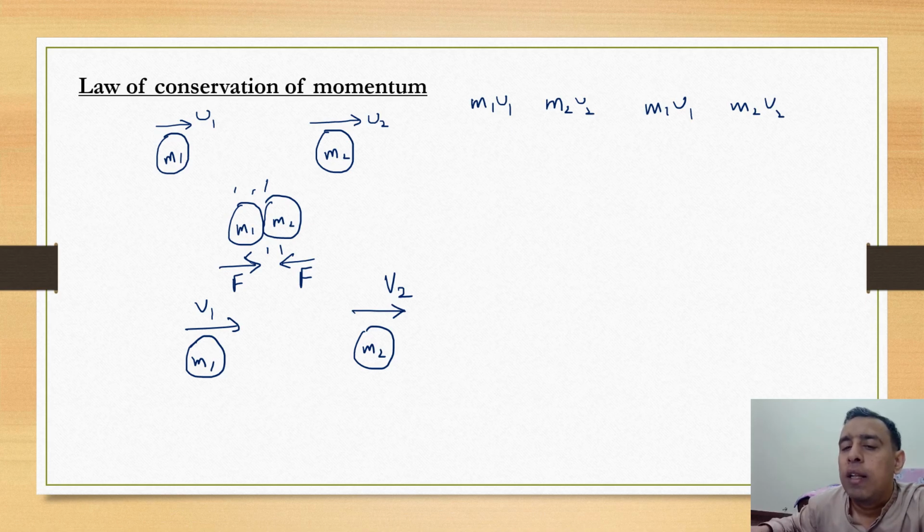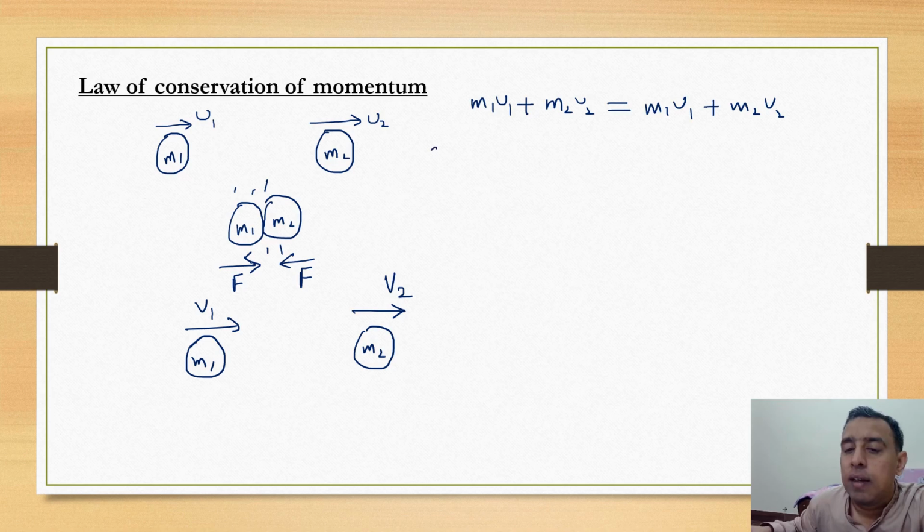So if we add the momentum of the bodies before collision and we add the momentum of the bodies after collision, then these values must be equal to each other. So it is the law of conservation of momentum, means the sum of momentum before collision is equal to the sum of momentum after collision. But one of the most important factors is that this is an isolated system. Isolated system means there is no external force acting on the bodies.